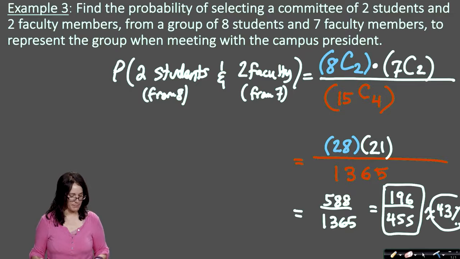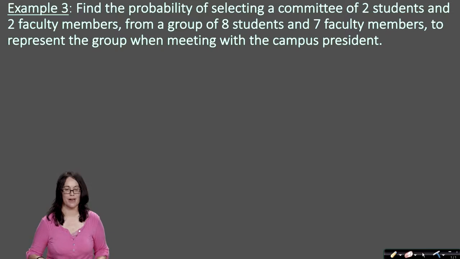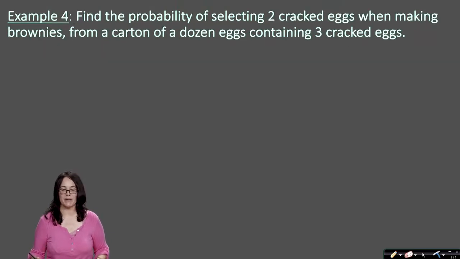I believe, yeah, we're getting close to our last one. This will be our last example. So here we go. Try it on your own. Find the probability of selecting 2 cracked eggs when making brownies from a carton of a dozen eggs containing 3 cracked eggs. So if you're like me, you're in a hurry when you're shopping, and you might not check whether or not there are some cracked eggs in your carton.